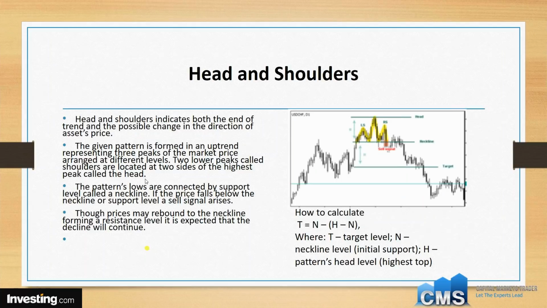Head and shoulders indicates both the end of a trend and the possible change in the direction of an asset. And there's a very simple formula that we would use. The given pattern is formed in an uptrend, representing 3 peaks of the market price arranged at different levels. The pattern's lows are connected by a support level called the neckline. And the neckline is crucially important for our calculation here. If the price falls below the neckline or support line, a sell signal arises.